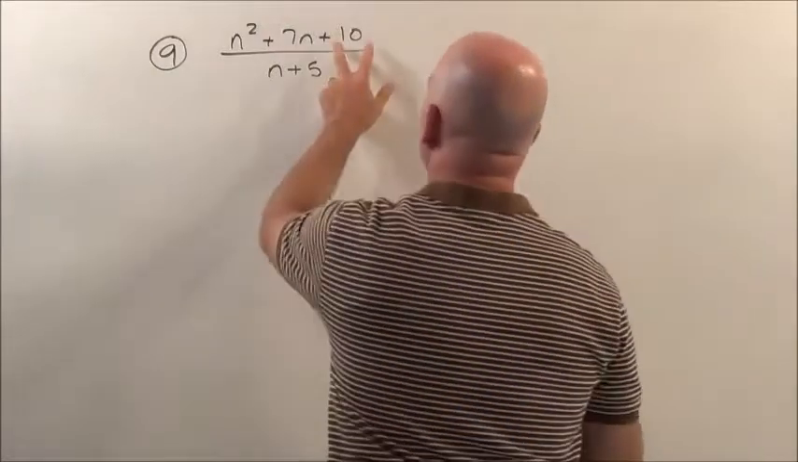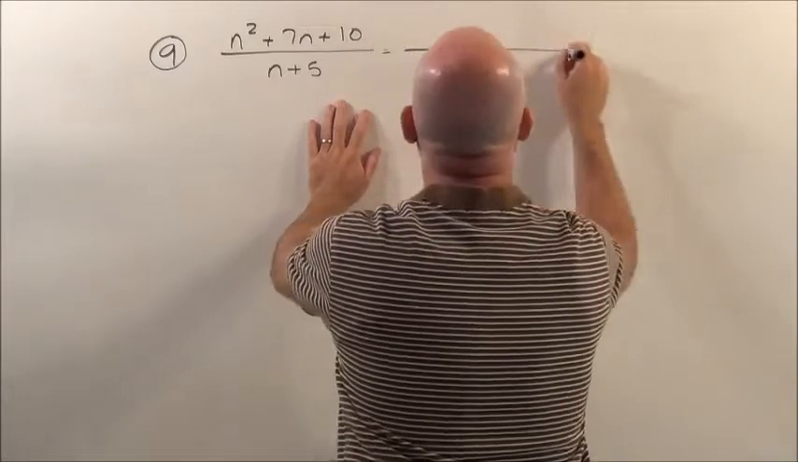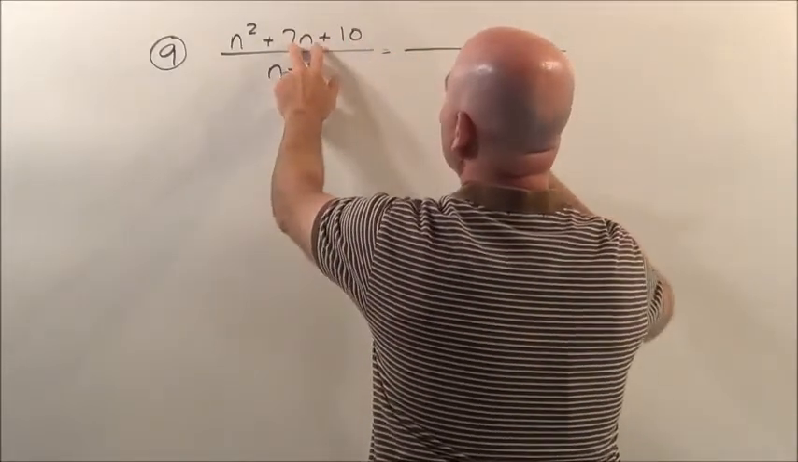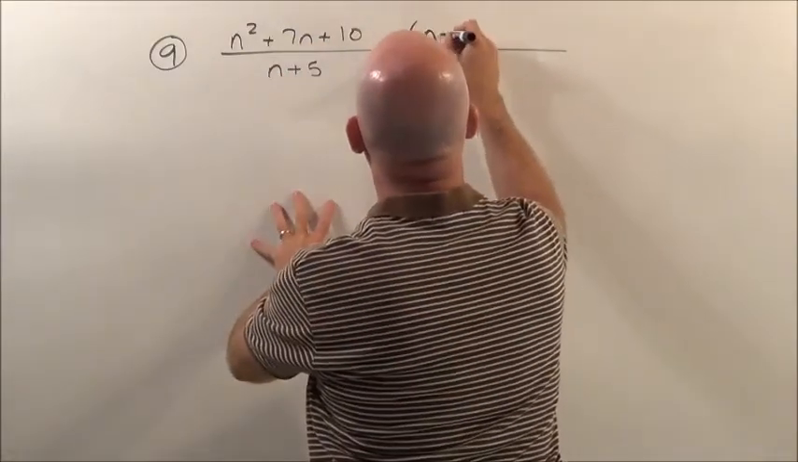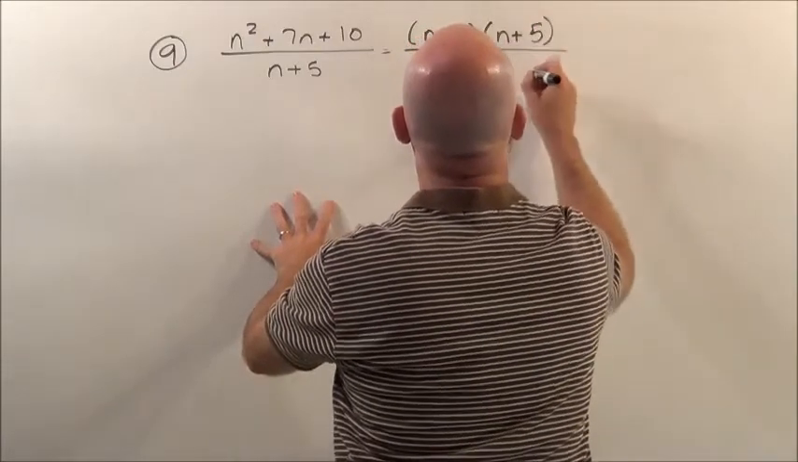Let's factor it. I've got factors of 10, so I know that it's either a 1 and a 10 or a 2 and a 5. Well, what's going to create the 7n? That's the 2 and the 5. Goes back to basic algebra. So this is going to break down to n plus 2 times n plus 5.